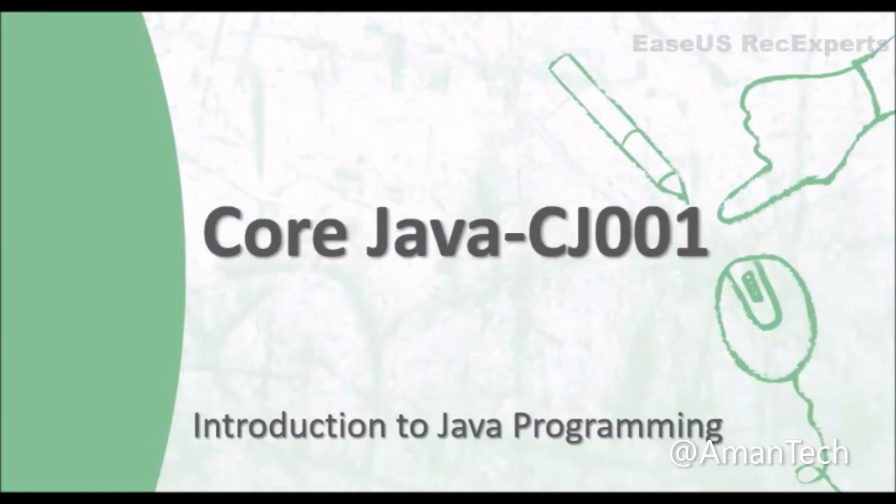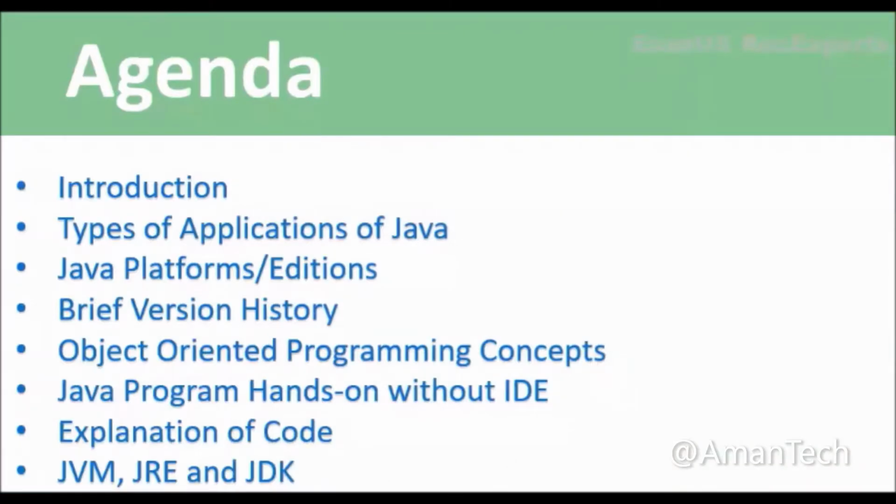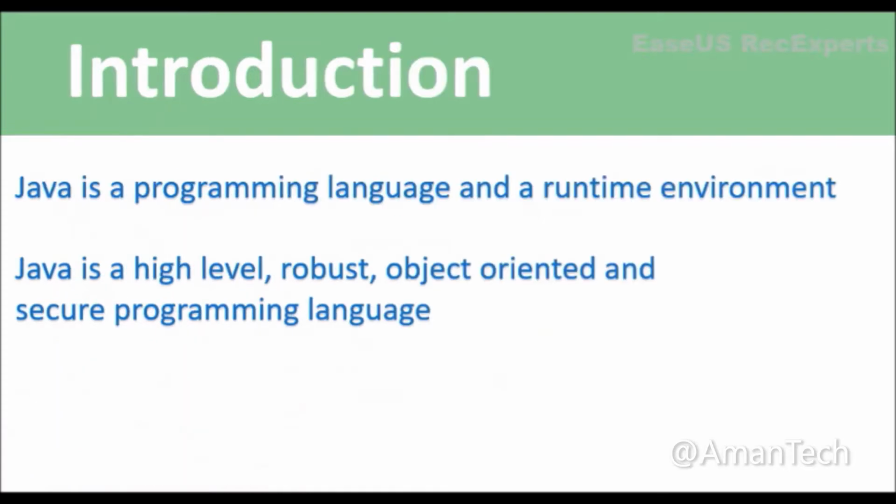Today we will be starting with a formal introduction of the Java programming language. These are the items that we will be covering in this tutorial: introduction, types of application, Java platforms, a brief history of Java versions, object-oriented programming concepts, and then we will have a hands-on experience for a Java program without using an IDE. Then we will have a complete explanation of that code. And in the end, we will discuss in brief about JVM, JRE, and JDK. So without any further delay, let's start.